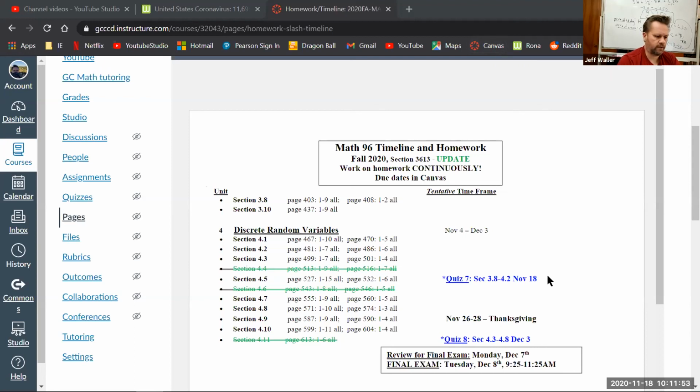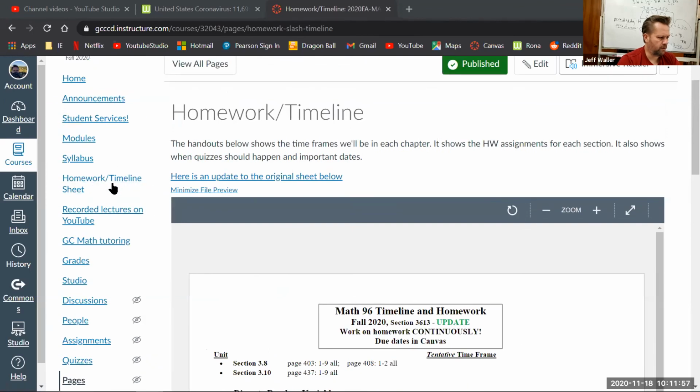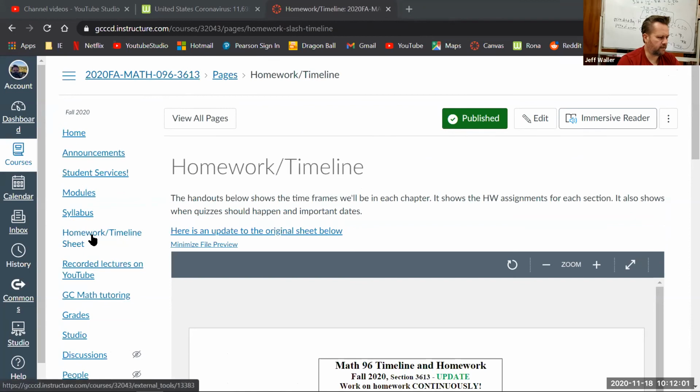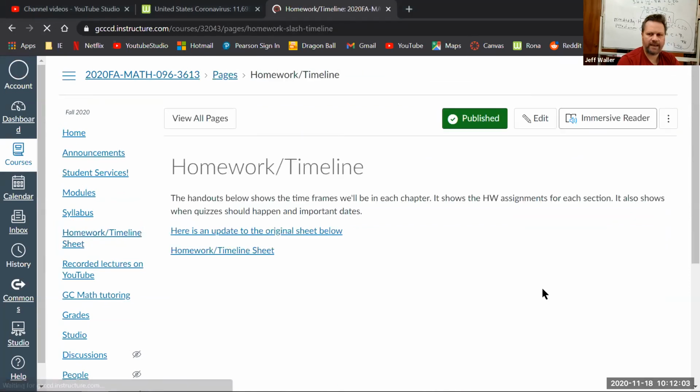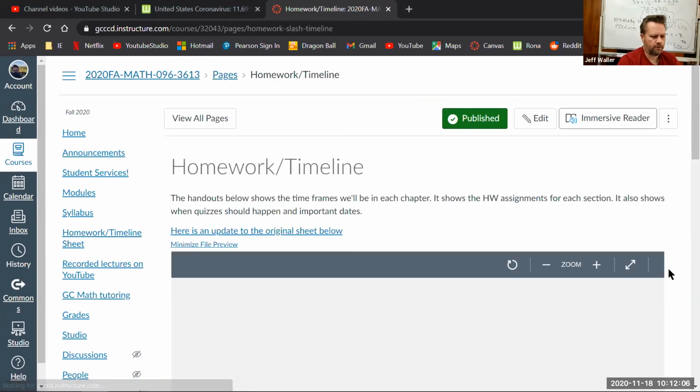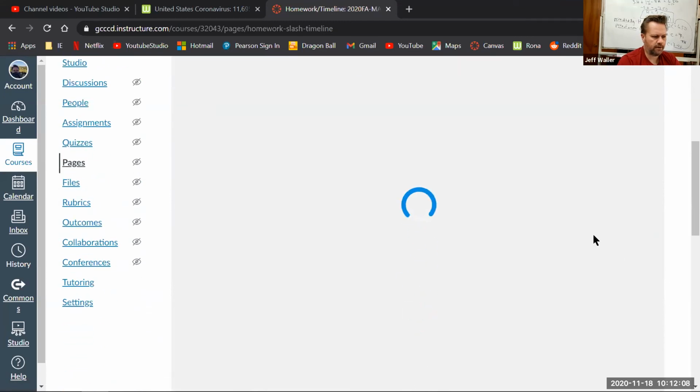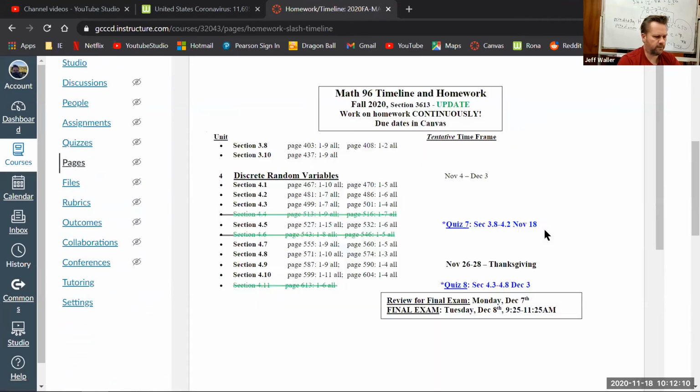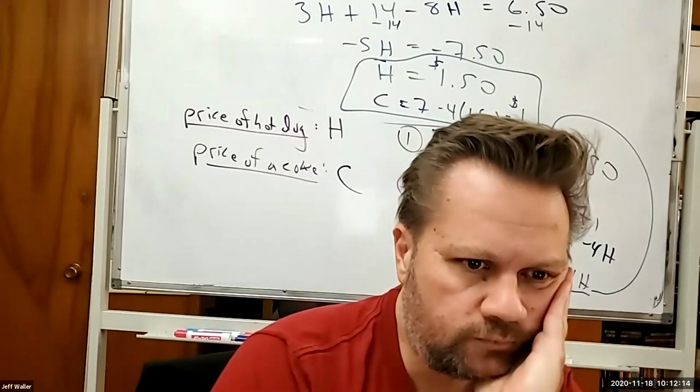Yes. How do you do that? It's the homework timeline sheet right there. When you go to the page, go to the homework timeline sheet. And of course, the quiz date is now tomorrow, the 19th. Okay. Cool. Thanks.